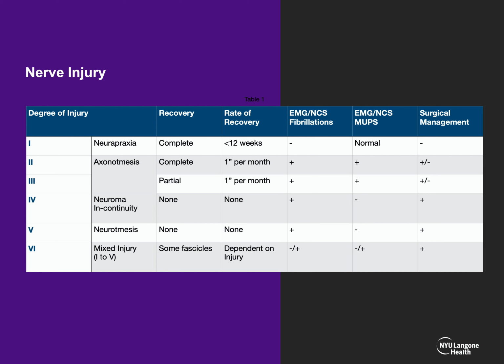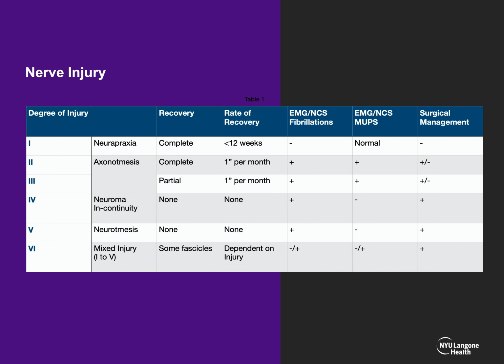An axonotmetic injury is where the axons are disrupted, so the internal structure of the nerve is disrupted, but the external structures of the nerve are in continuity. This is bad, but better than the other ones. Axonotmetic injuries may or may not recover. If it's not going to recover, then surgery. But this is something you're more likely to leave alone.